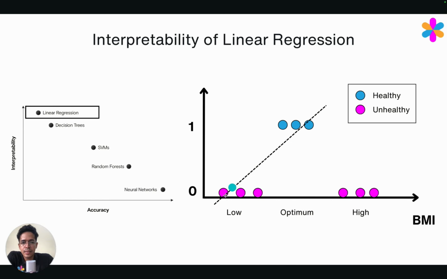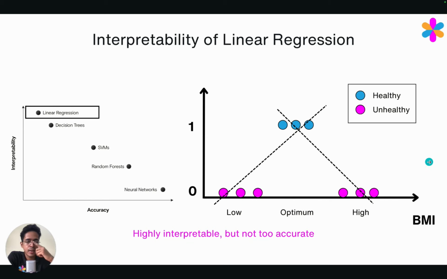If the straight line looks like this, then it cannot accurately predict these people because it's not at all passing through these points. Or if you fit a straight line like this, this line also cannot predict for these people, right? Because this straight line is not passing through these points. So this is what we mean by the linear regression model being highly interpretable, but not too accurate. And even with non-linear regression, there might be other data for which it does not provide good accuracy. So that's a general idea here.